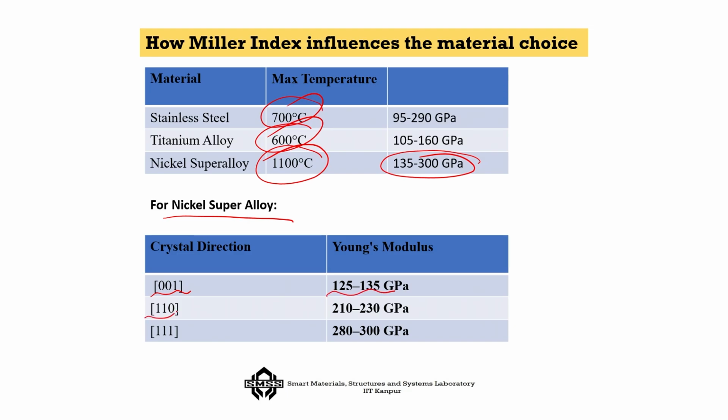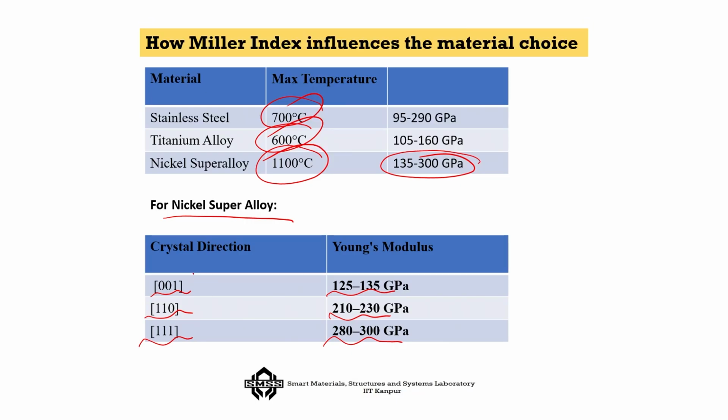If I orient along 110, that is the diagonal on the plane, then it will be 210 to 230. See, this is increasing. If I go through 111, the densest one, it will be 280 to 300 GPa. So my modulus of elasticity will be very high if I go for 280 to 300 GPa. Now, the question is which one are we going to choose?